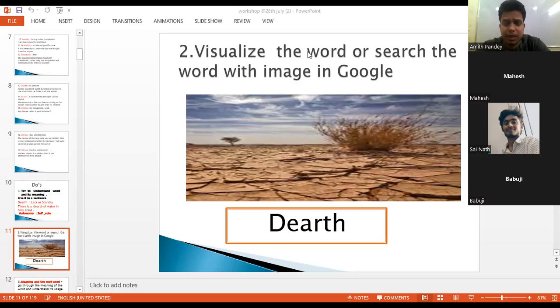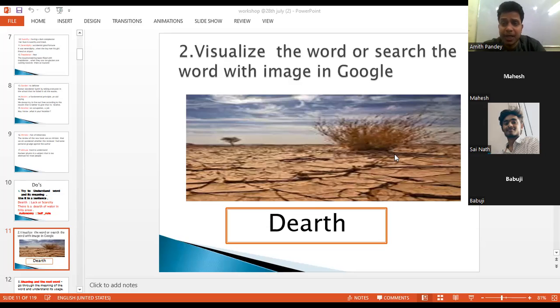visualizing. Let's say you search the word in Google, there are many tabs that you can see. First is All, and then the second one, immediately, you will find Images. So let's say you have searched for the word dearth, just go to the images section and you will find similar pictures.